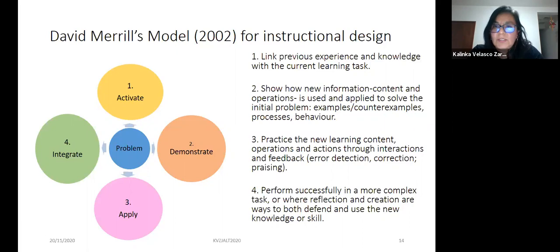Here, students get examples, counterexamples, processes, and they are shown the behavior they are expected to show. In stage 3, apply, students get activities where they practice the new learning content, operations, and actions through interactions and feedback. This is the time for error detection, error correction, but also praising their success. Stage 4, integrate. In this stage, students perform successfully in a more complex task where reflection and creation are ways to both defend and use the new knowledge or skill.